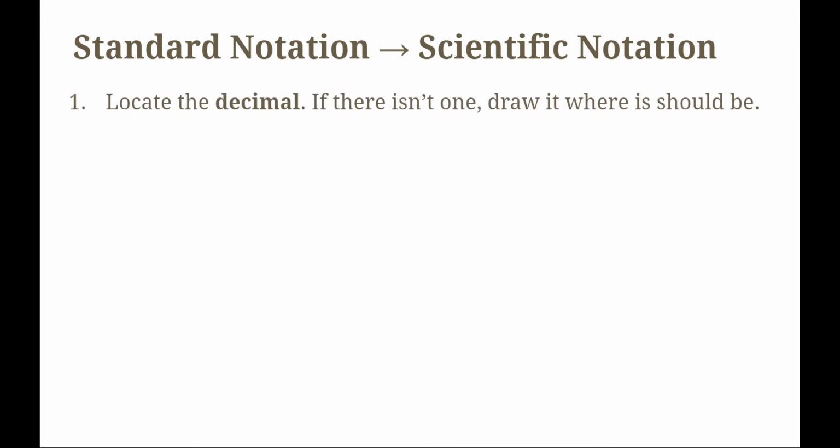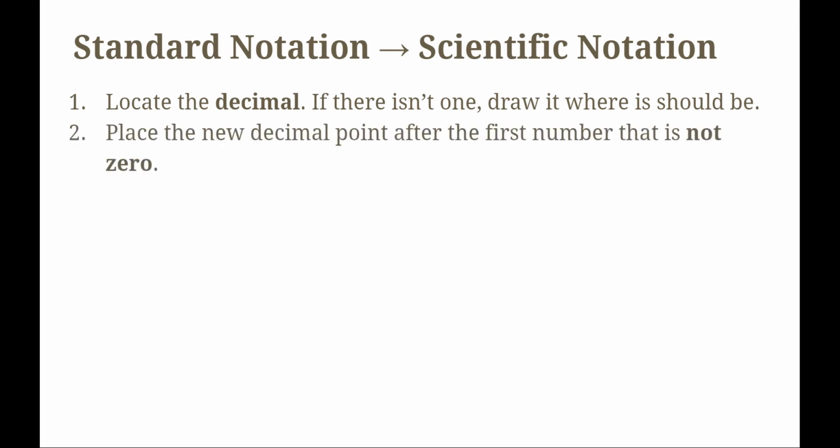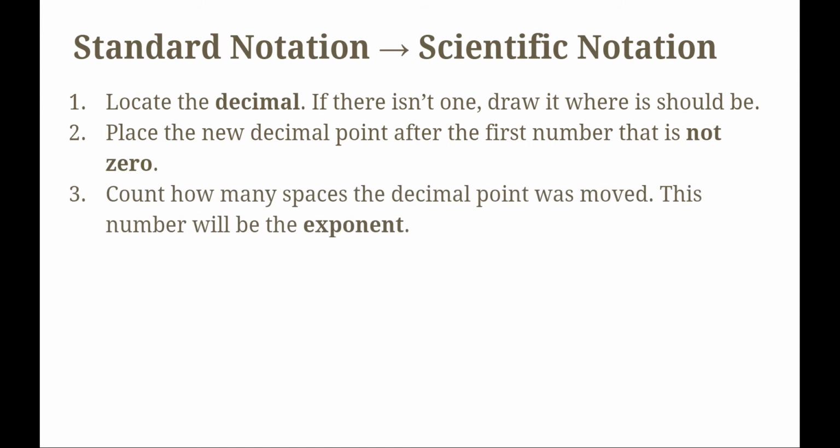If we want to go from regular numbers into scientific notation, here are the steps to follow. First up, we want to locate the decimal point. If there isn't one, we draw it where it should be. Then we want to place the new decimal point after the first number that is not zero. So we're looking for a non-zero number. Then we count how many spaces we have to move that decimal point. That is going to become our exponent.